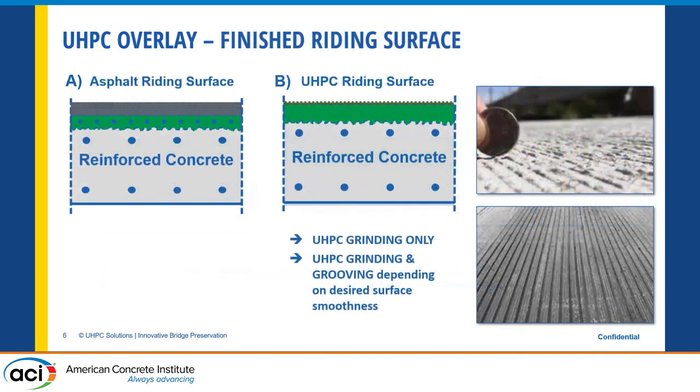How do they get finished? There's two types of finishes right now that you see. One is with an asphalt riding surface that's more popular in Europe or in Switzerland. For us in North America, we really want to utilize the durability of the UHPC, and the riding surface gets either just grinding, but generally speaking, you get grinding and grooving together. And that gives you a really nice smooth ride as you drive across that bridge.